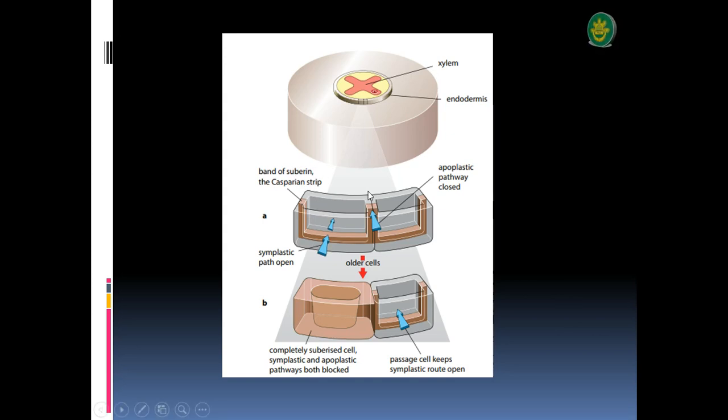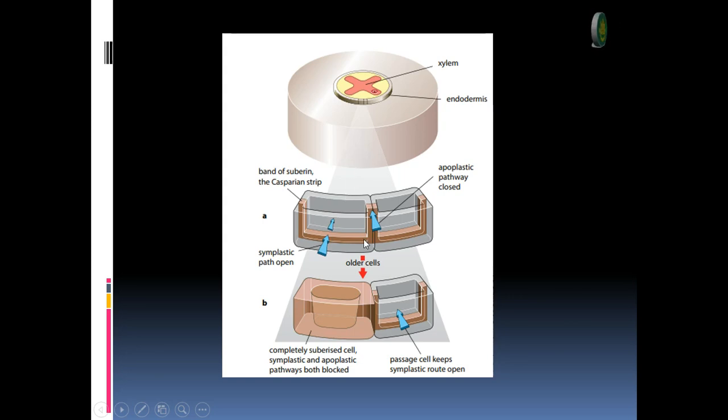And because of these deposits on the walls of the endodermal cells, water can no longer travel through the cell wall using the apoplastic pathway. The only way for water to cross now through the endodermal layer is through the cytoplasm of the endodermal cells.